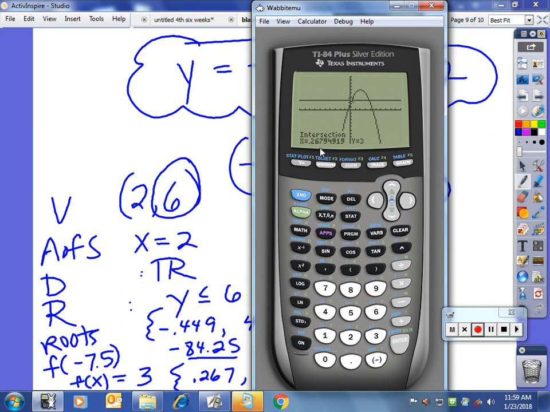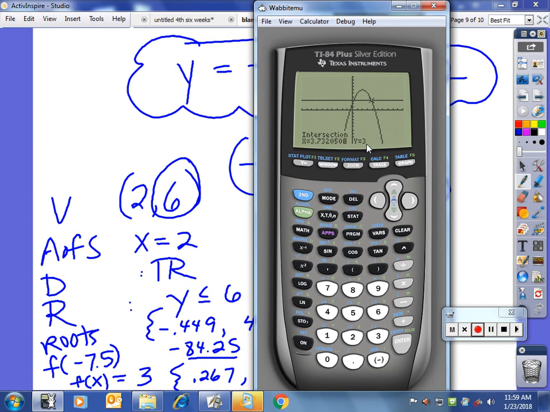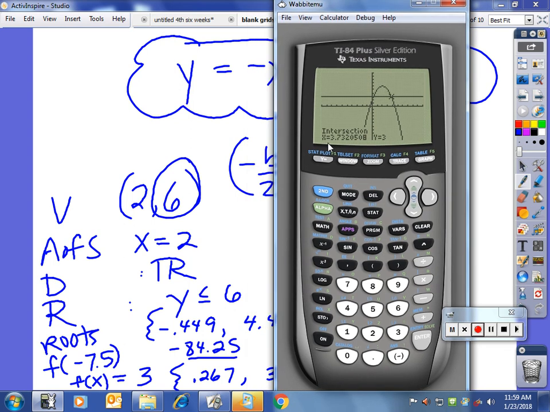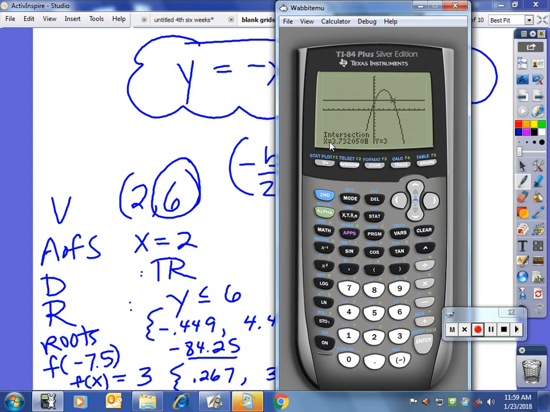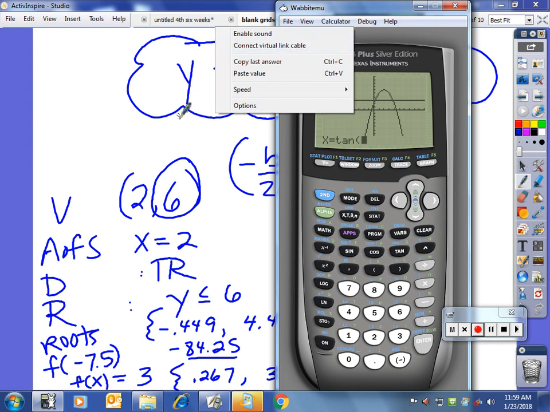And then hit trace, go over to the other side. And again, you want to look for that word intersection. Calculate intersection. First curve, second curve, guess. You should see the word intersection here. You should see a y value of 3. And there's that weird x value that makes it happen, 3.732. All right, are we feeling better about these?